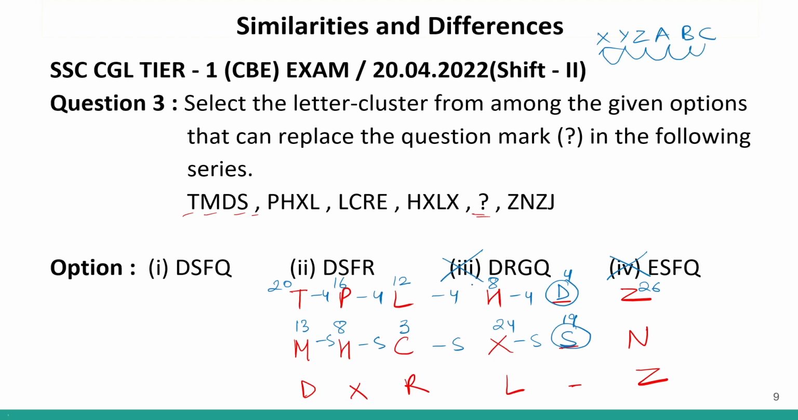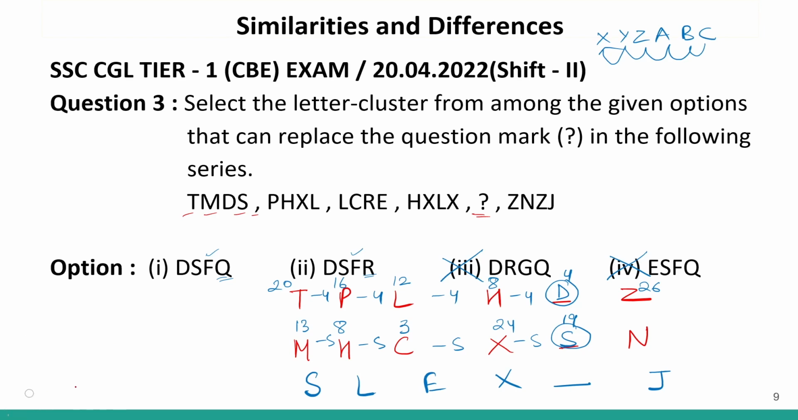So I can eliminate option number 3. Now F is same in both the options. So let us check for the last series. The last series will be S, L, E, X, then the missing term, and then J.